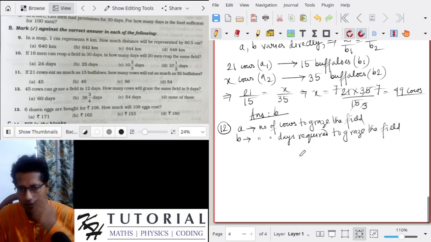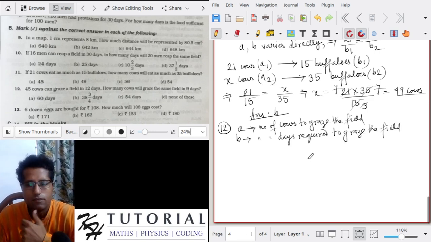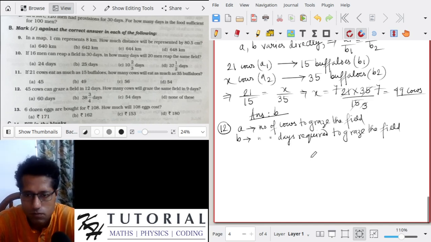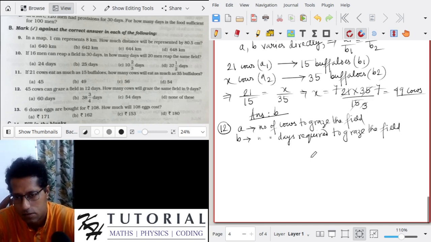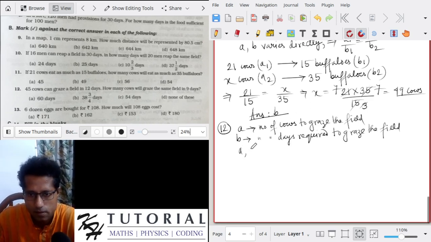So if we consider A is the number of cows grazing the field, and B is the number of days required by that number of cows to graze the field, then definitely if the number of cows is more, then the number of days required to graze the field will be less. So A and B vary inversely.